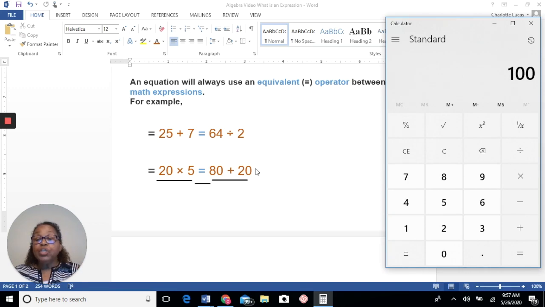So we know what an equation is. We need two math expressions, one on this side and one on this side. And in between is your equivalent operator, which is the equal sign. And whatever's on the left side must equal what's on the right side, and equal means the same.